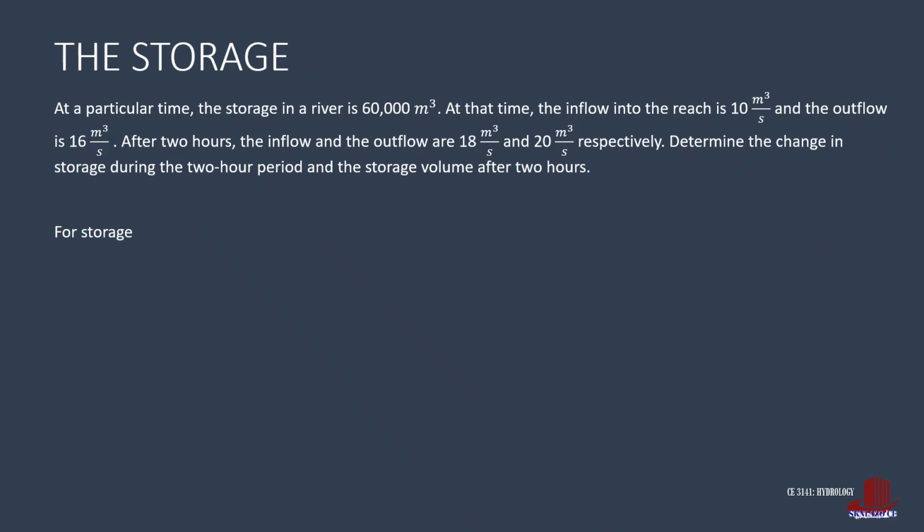The next requirement is the storage volume after 2 hours. This is the previous storage at the area plus the change of storage during the 2-hour period. The initial storage volume is 60,000 cubic meters as stated in the premise. Then the change of storage is negative 28,800 cubic meters as computed. This can then be simplified as 31,200 cubic meters. This is the storage volume of the river after the 2-hour observation period.